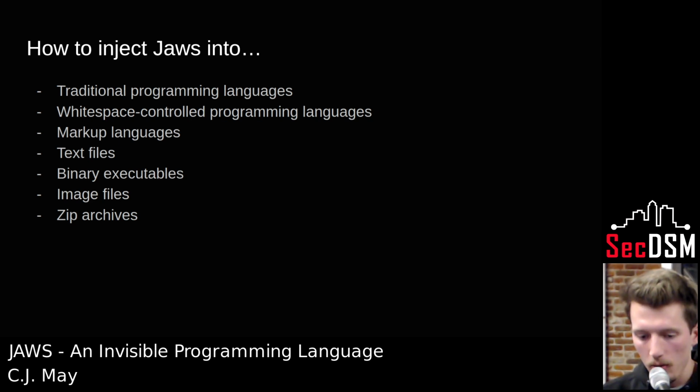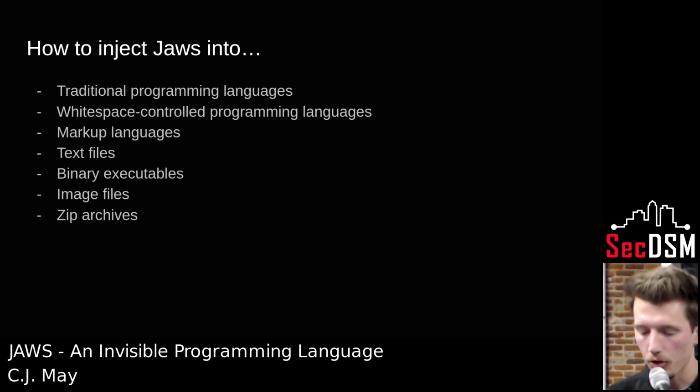So now that we've talked a little bit about how the language works, I want to talk about how to inject JAWS into different types of files. I talked a little bit already about how to inject it into traditional programming languages that aren't white space controlled. It's pretty trivial. You just have to replace all the white space with an arbitrary amount or order of your JAWS code. White space controlled languages, typically you'd have to start and stop interpretation with the header and the footer, each on its own line. Markup languages and text files are kind of similar to traditional programming languages, where it just depends on when the white space is important.